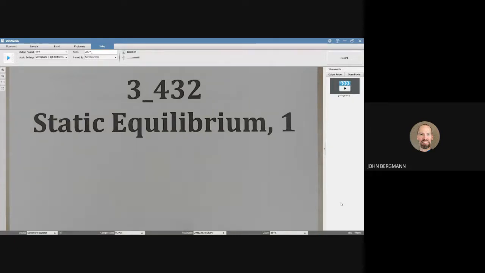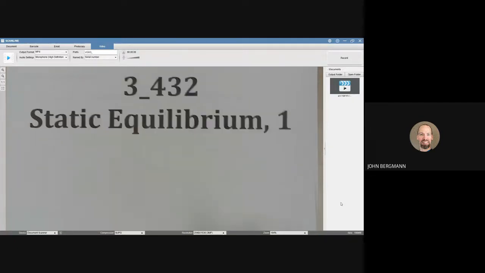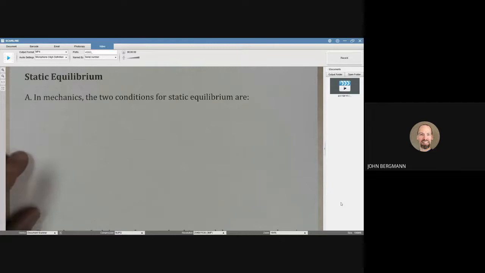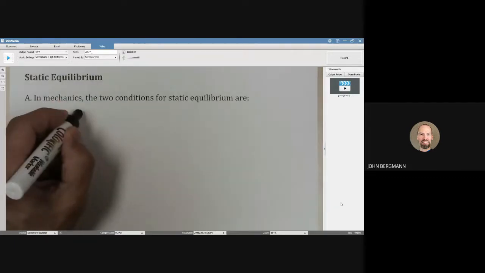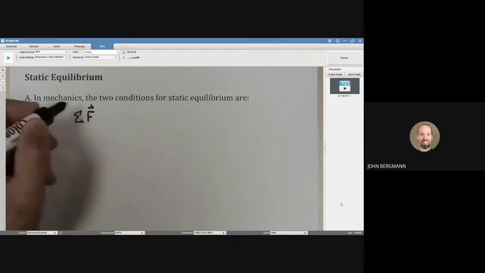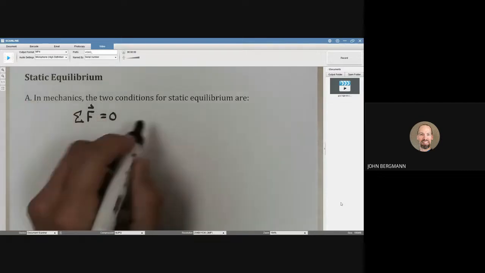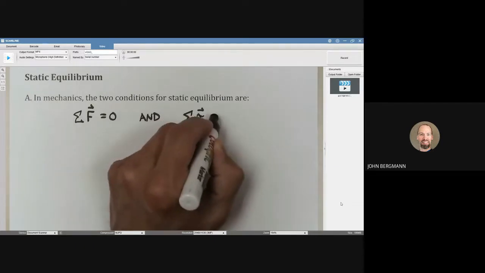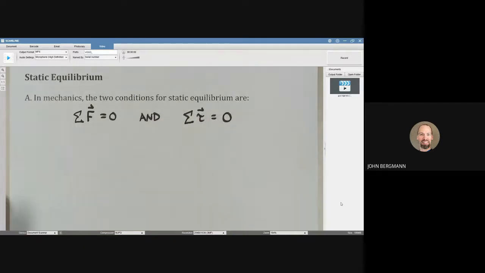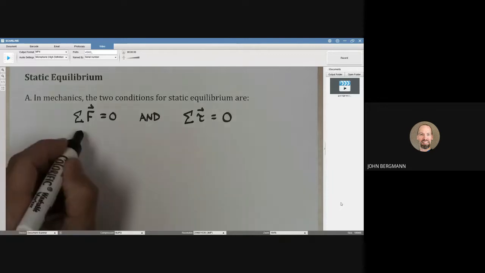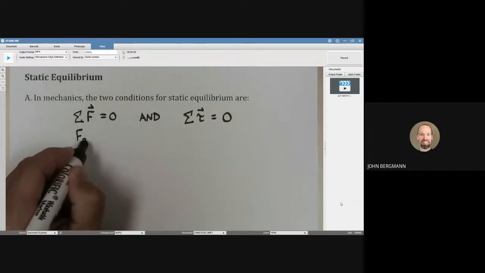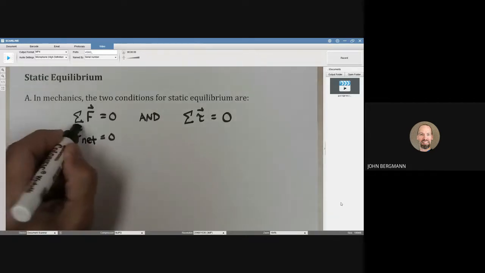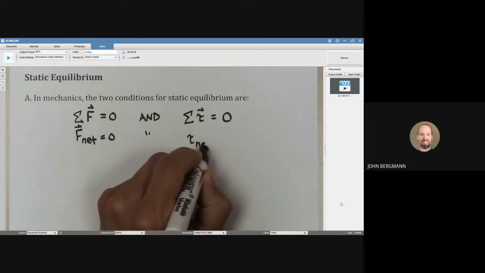This is our first video on static equilibrium. In mechanics, the two conditions for static equilibrium are that the sum of the forces has to equal zero and the sum of the torques has to equal zero. Another way to say that is that the net force has to be zero and the net torque has to be zero.